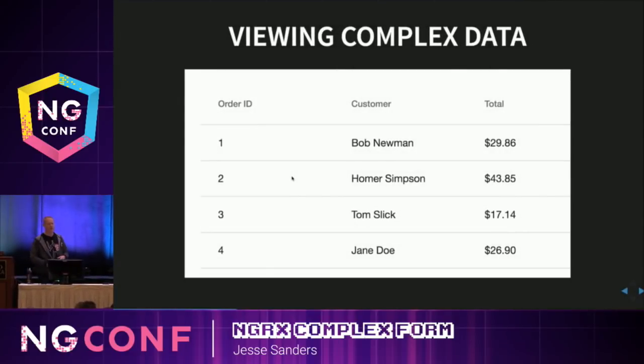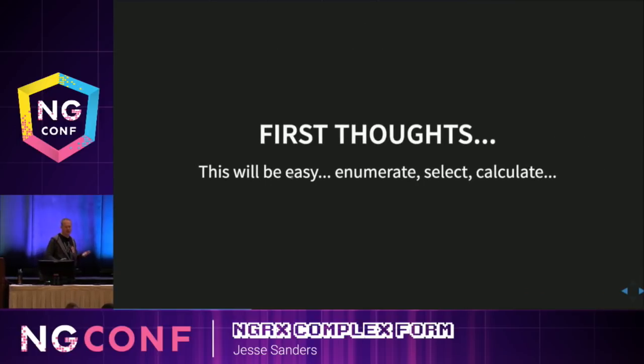All right, so viewing complex data. Let's talk about a really simple example here. I want to be able to display a list of orders with the customer information and a total. So this isn't too bad, right?